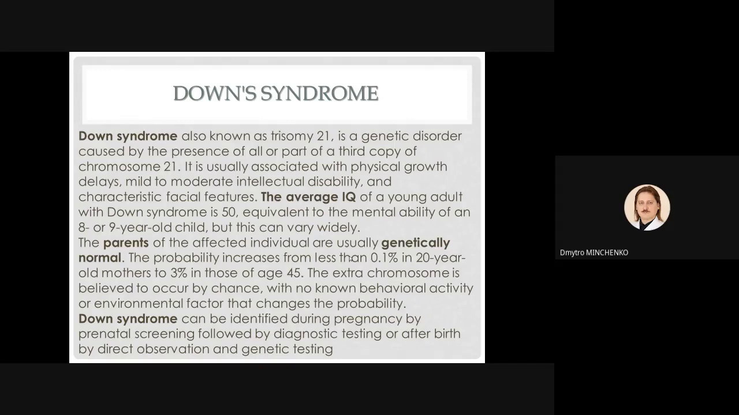Probability increases from less than 0.1% in a 20-year-old mother to 3% in those of age 45. The extra chromosome is believed to occur by chance, with no known behavioral activity or environmental factors that change the probability. So, unlike the previous condition, this is not connected to teratogenic factors, which is not to say that they have no influence, it's just that we have not found any connection to them. Down syndrome can be identified during pregnancy by prenatal screening, followed by diagnostic tests after birth by direct observation and genetic testing.